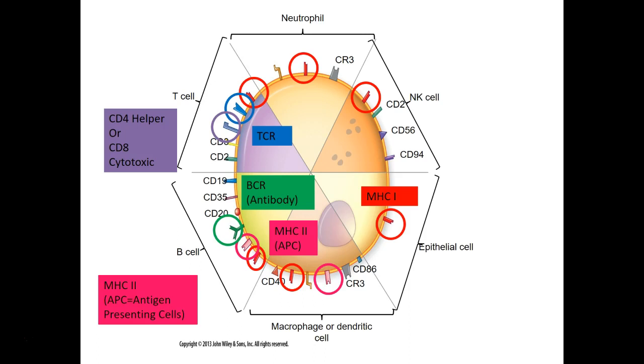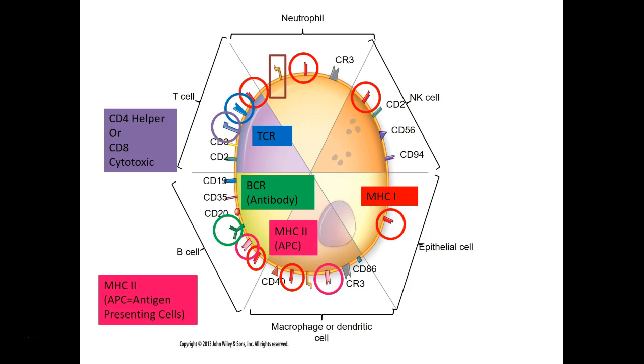Okay, but which matches with which? So CD4 helper T cells talk to MHC class 1 or 2? 2. CD8 with MHC class 1. Because again, think about this. This is our first line of defense. All cells present MHC class 1. If something gets inside of them, you want a cytotoxic T cell to be able to come by and recognize that and destroy that cell.